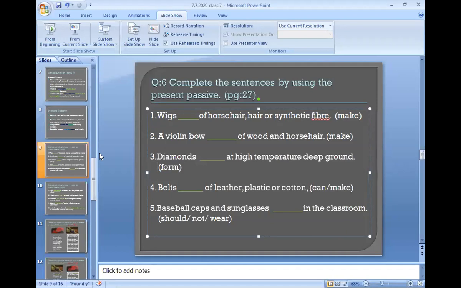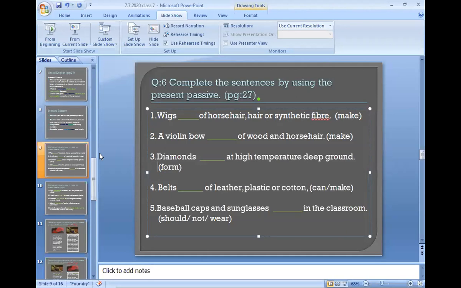Can formed. Okay. Belts dash of leather, plastic or cotton. Can or make. Diamonds are formed. Okay. So in this fourth sentence, the possible answers can be: you can use can and make both. Can be made of. Good. Last one: baseball caps and sunglasses dash in the classroom. The options are should not wear. Should not wear.